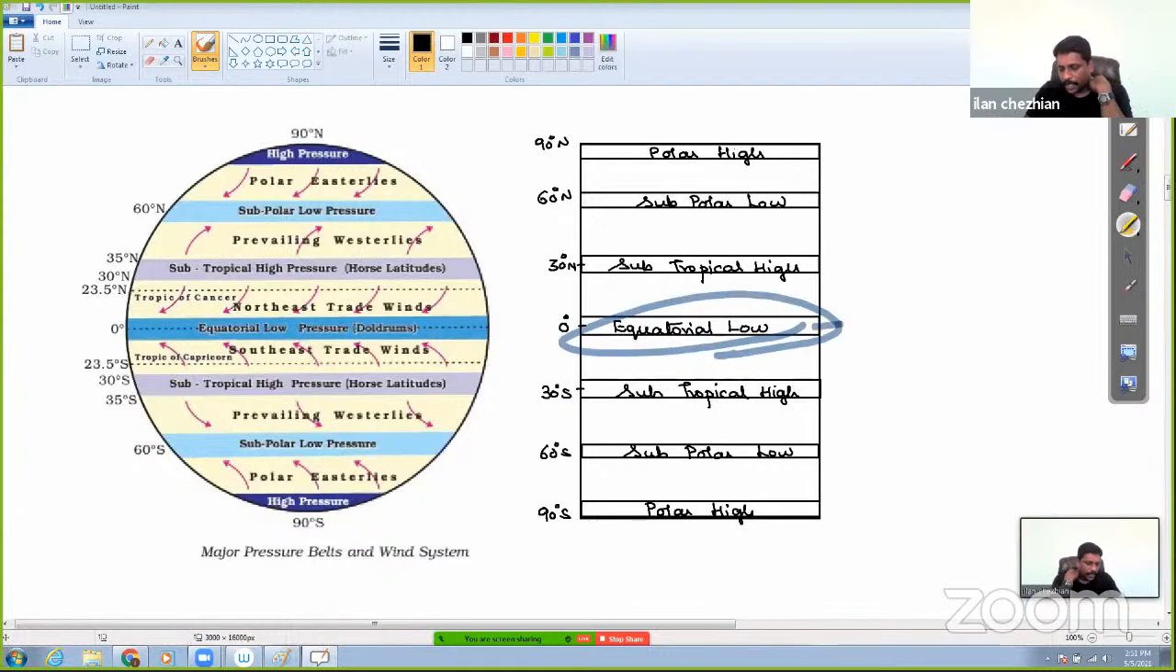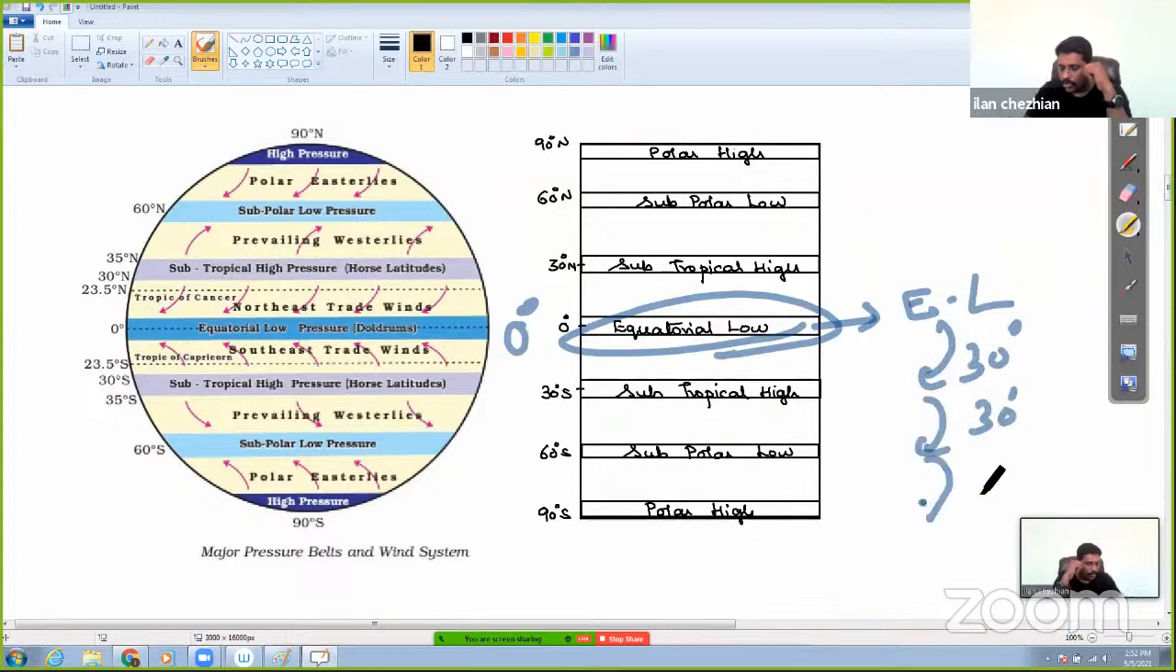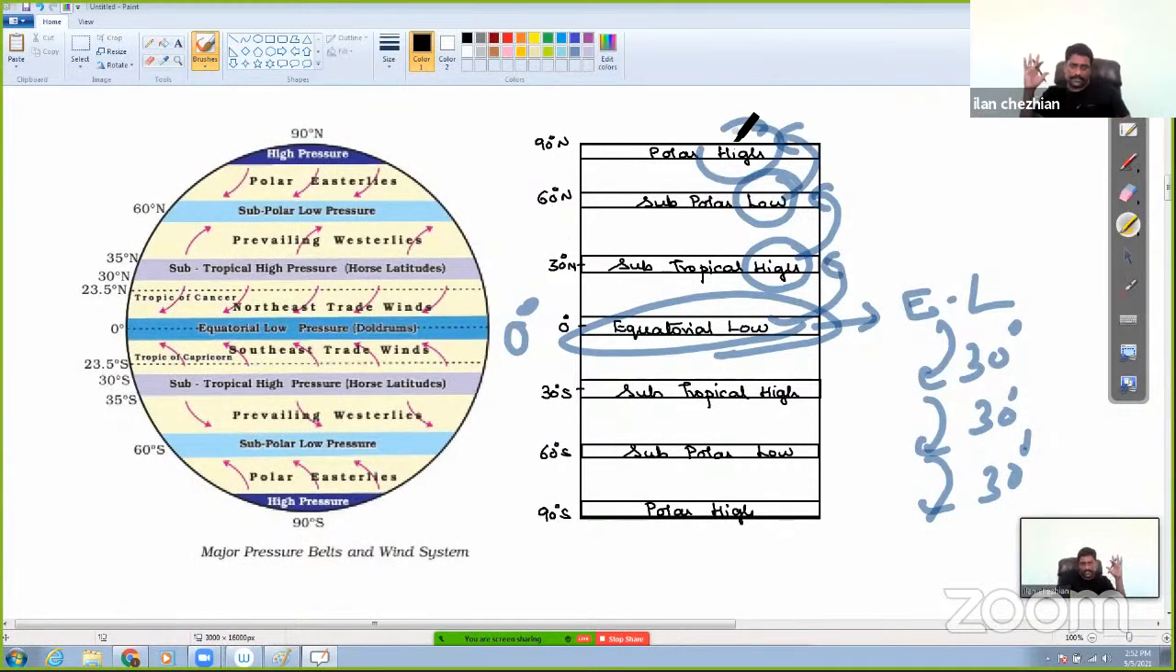And my dear friends, if you know that 0° is where I have equatorial low, every 30° you travel north or south, the pressure system is going to get altered. Low becomes high, becomes low, becomes high. There is an alternate sequence of pressure systems.